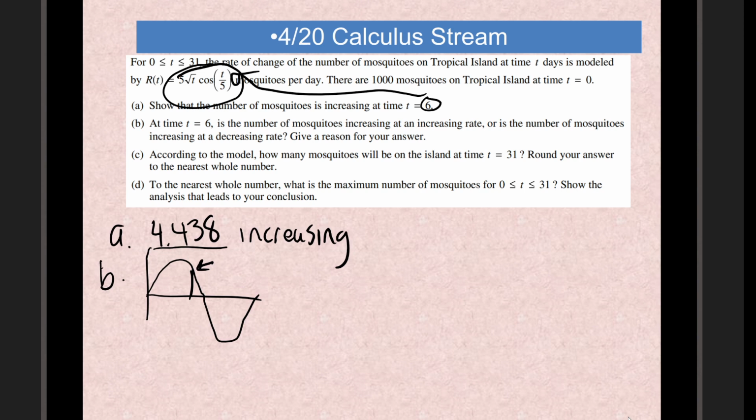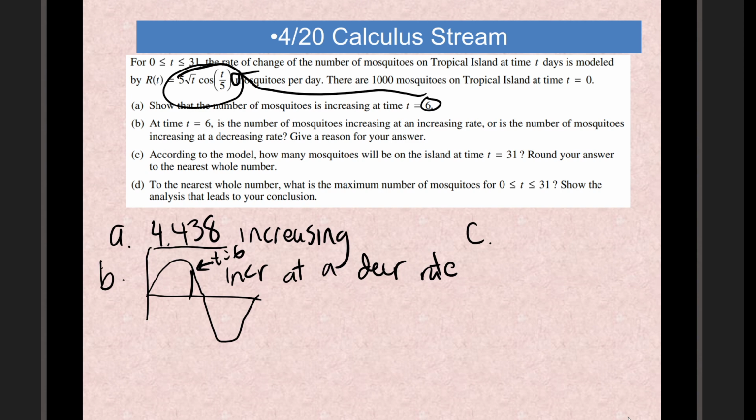And so you could use a picture for your reason for this. I also graphed the second derivative, and it was negative and all that kind of stuff. There are a few different ways to go about doing this. But the point is, it's increasing at a decreasing rate. And again, the graph is a good explanation of this. If you sketch this graph, say, hey, this is t equals 6, and show that it's going down at that point, that's good.